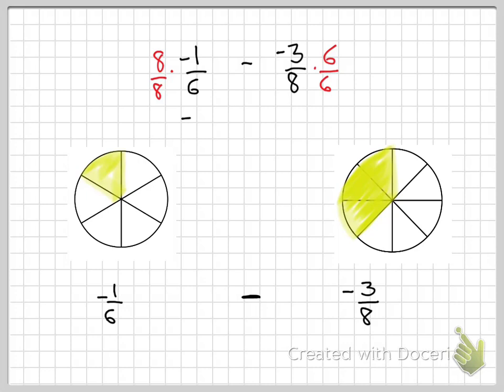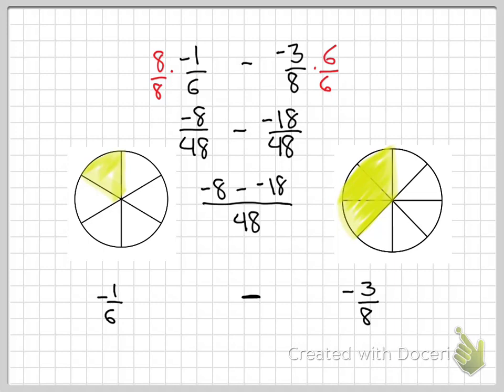So 8 times negative 1 is negative 8. 8 times 6 is 48. Negative 3 times 6 is negative 18. 8 times 6 is 48. Okay, at this point, you can rewrite this as just an integer problem all over 48. So in your calculator or in your head, you can do negative 8 minus negative 18. Okay, remember, minus a negative becomes plus a positive. Negative 8 plus 18, well, that gives me 10. So we have 10 over 48.